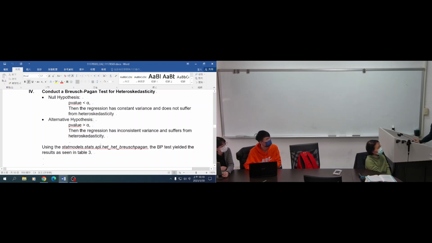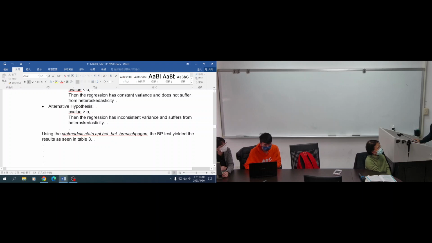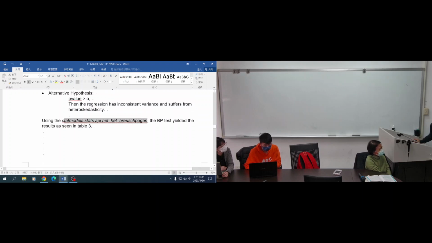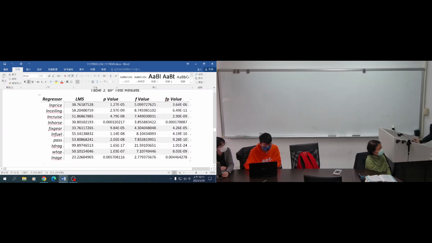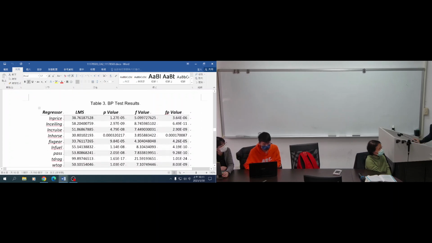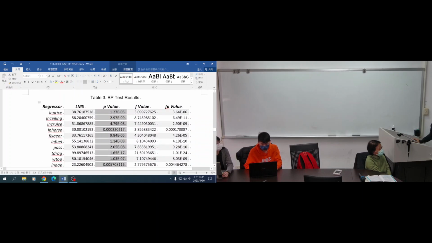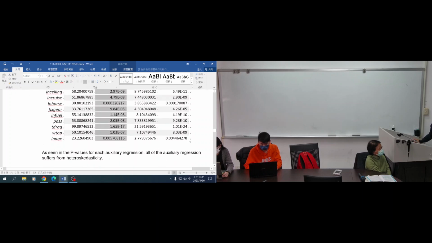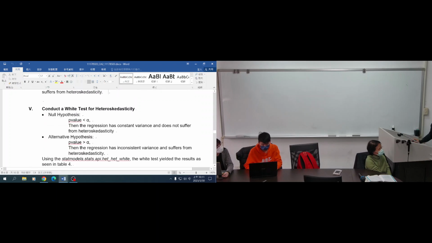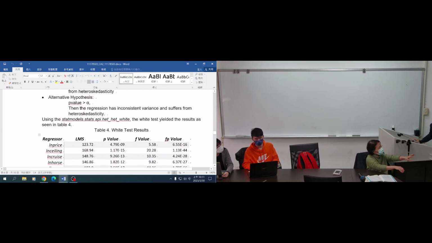Yes, Professor. So I used the statsmodels API. It's another tool from Python. Let's just move to the table. It gives us the Lagrange multiplier statistic, p-value, F-value, and F p-value. Most of the p-values from the BP test are less than 5%. So that suggests heteroscedasticity. Then doing the White test.